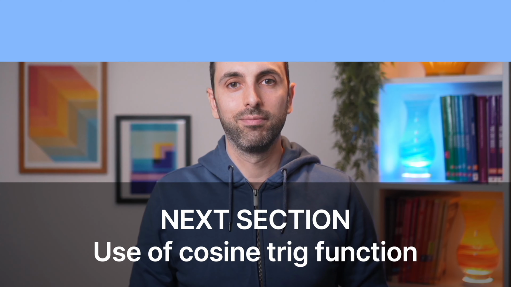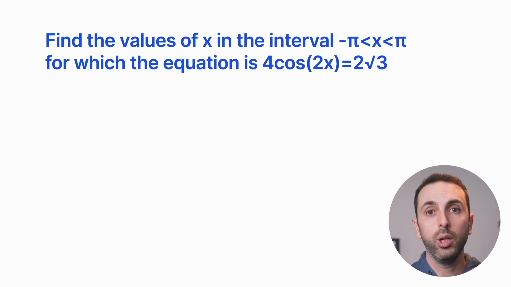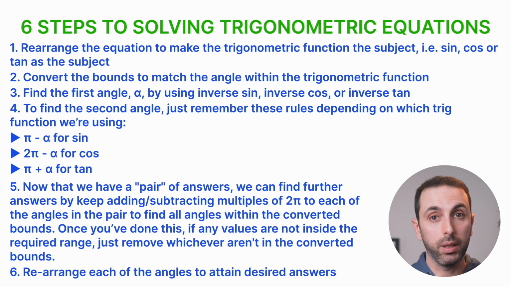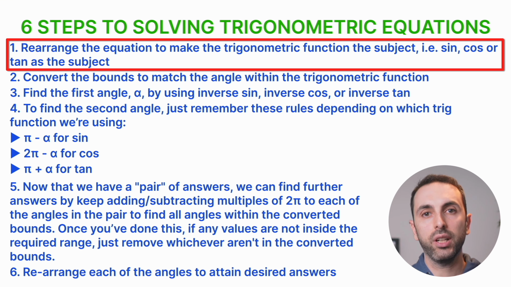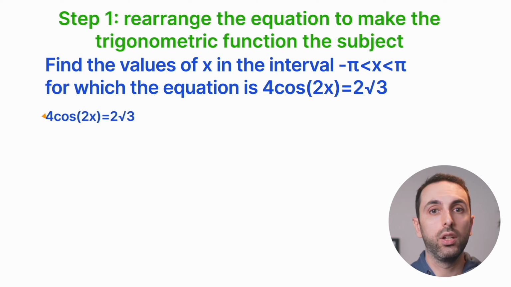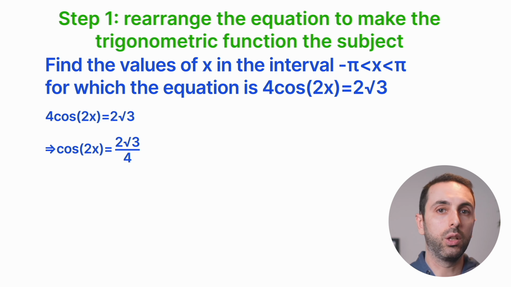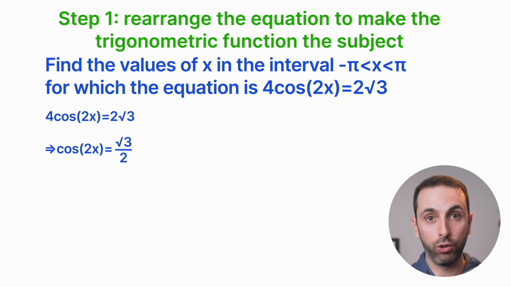Now that we've dealt with a case involving the sine trig function, let's try a different case. For this question, we'll just follow the same steps as before, but for your convenience, we'll speed up the process. The first step is that we need to rearrange the trig function, i.e. cos 2x, to ensure that it's the subject. So all we need to do here is just divide by 4, so we just get left with cos 2x equals 2 root 3 over 4, which is the same as saying root 3 over 2.